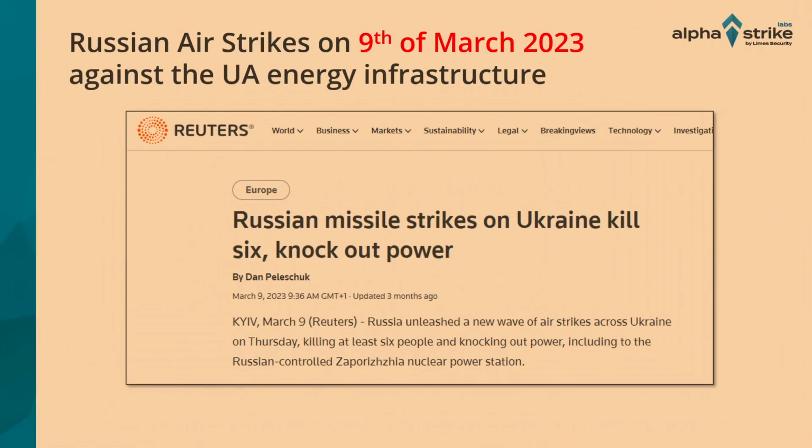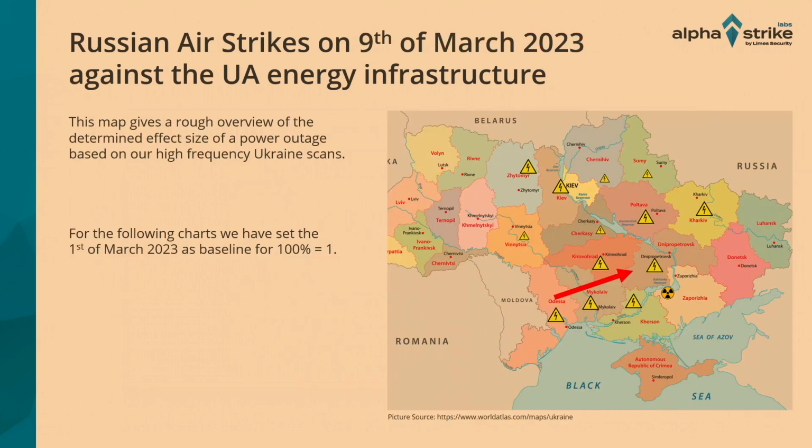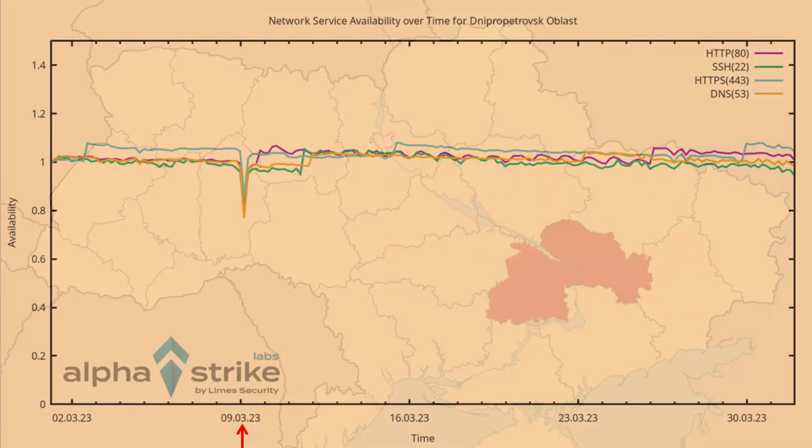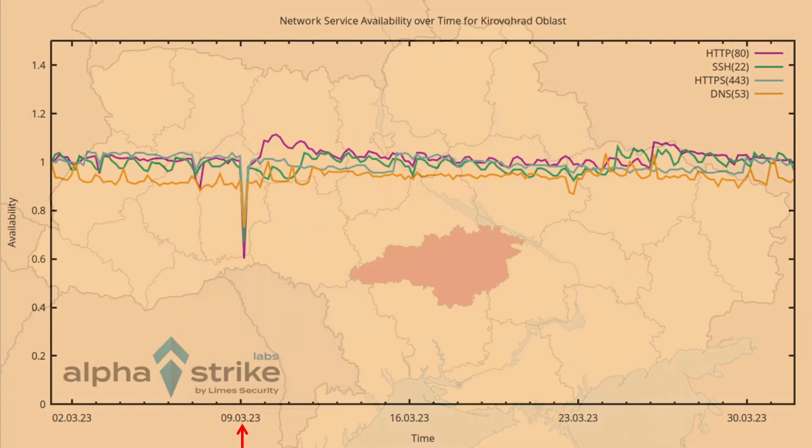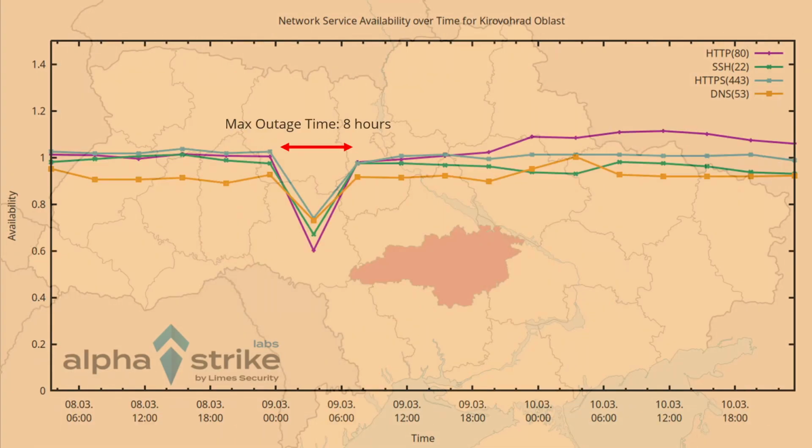Now we can see the next one, approximately half a year later, on the 9th of March, when the Russians attacked the critical infrastructure of Ukraine again. And the very interesting point is that we measured it again, and this time we can see, for instance, for Dnipropetrovsk Oblast, sorry for that name, there was only a small power outage, like 20% for 8 hours. We can also see this for Kryvyi Rih, which was also a very small power outage, like 40%, only for 8 hours.